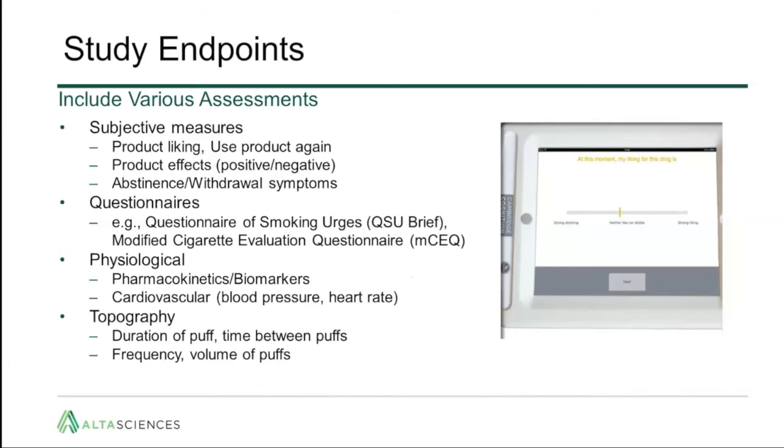We're also looking at various physiological components. We're looking at the pharmacokinetics and biomarkers, showing how much nicotine they got exposed to. What are the effects on the physiology? Are there changes in the blood pressure or heart rate? And topography. Topography looks at the use of the product: the duration of the puff, the time between puffs, the frequency and volume of puffs. So how much of the product did they ingest in that sense?